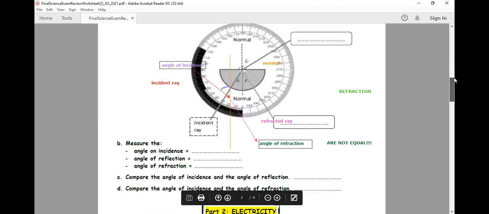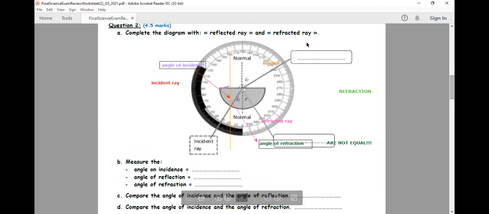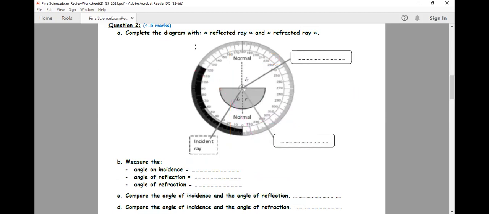I can keep it this way. Wait a second. Okay, great. Here is another drawing. I want you to look at the gray part of the drawing. So here is the incident ray. They are telling us that this is the incident ray. What do we call this one? One of the other rays is the reflected ray, and the second is the refracted ray. Which ray is this?